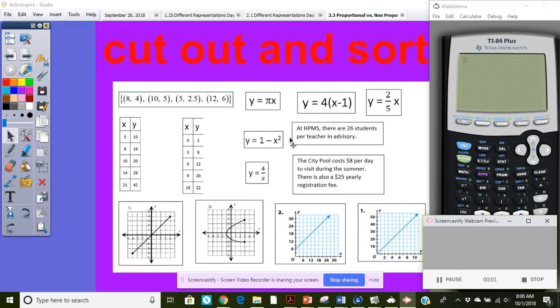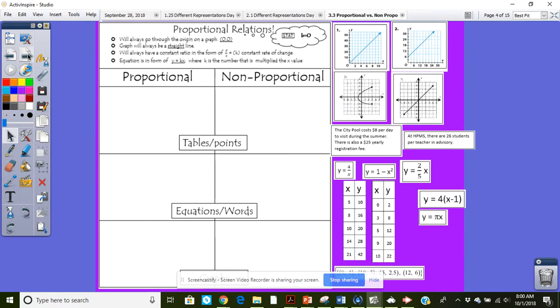This video is for proportional relations notes. This is a pink page. The first thing that you need to do is cut out and sort all of these pieces. So put all your tables together, put all your graphs together. We're going to sort them into two groups. They're going to be either proportional or non-proportional.